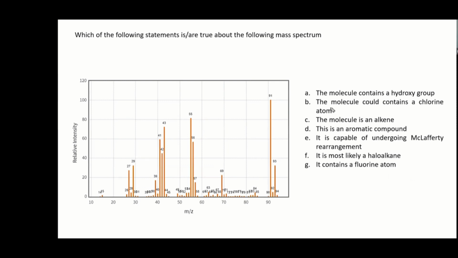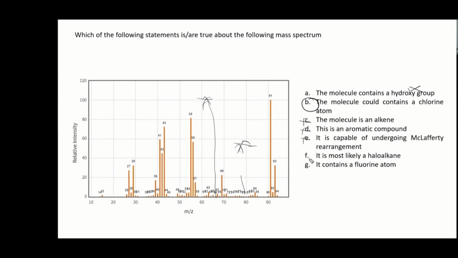Now let's go back to the molecule. The molecule contains a hydroxy group. No, it does not. You don't see an M and M minus 17. You will always see that if you have a hydroxy group, because the hydroxy is one of the easiest groups to lose. You have a chlorine, that is right. The molecule is an alkene. You cannot say that for sure. It's not easy to say. It does not have an aromatic compound. If it has an aromatic, which is mostly a benzene, though not always, you will see a 77. You don't see a 77. Therefore, it is not an aromatic-containing molecule. Is it capable of McLafferty? Not yet. I'll tell you what a McLafferty is.